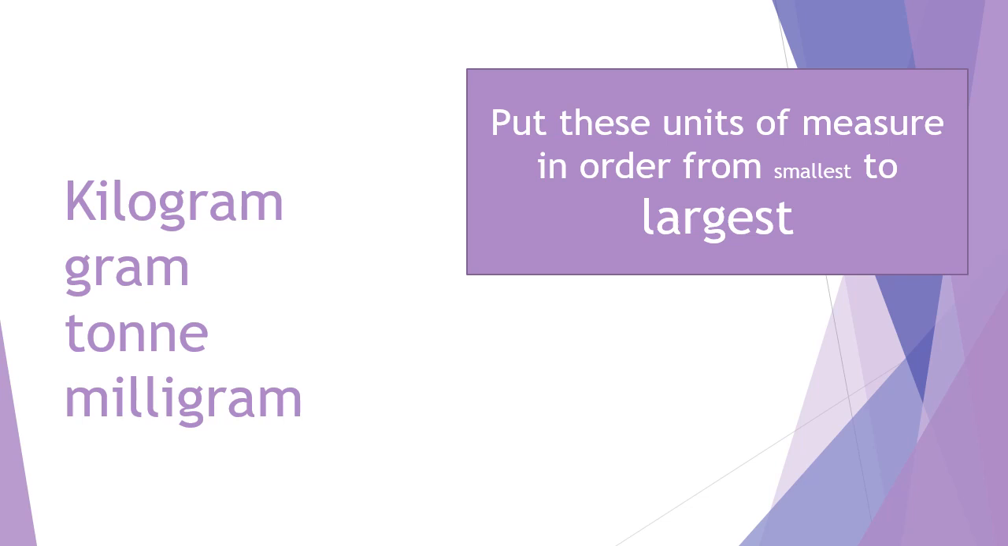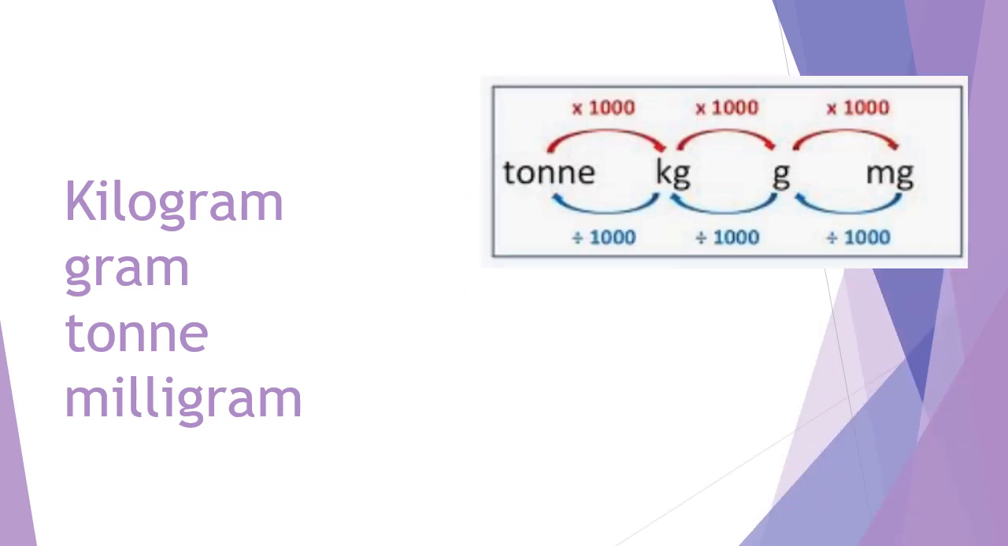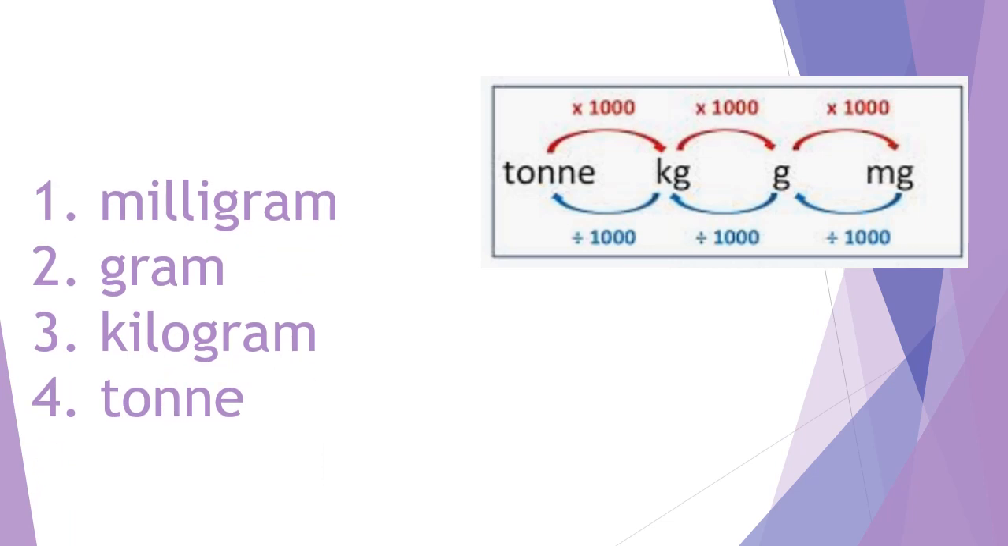I'd like you to have a go at putting these units of measure in order from smallest to largest. So we've got kilogram, gram, ton, and milligram. Pause the video here and put those in order from smallest to largest. Super, so you should have had 1 milligram, 2 gram, 3 kilogram, and 4 is a ton, the largest one there.